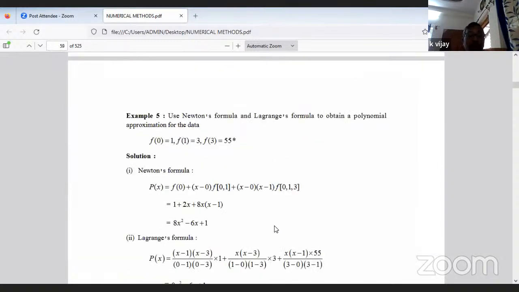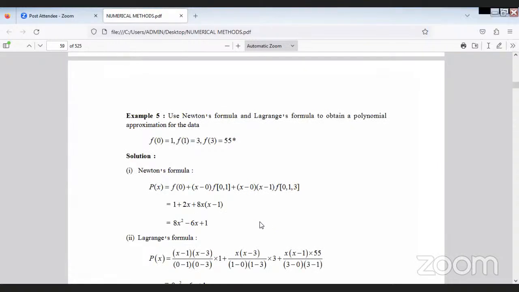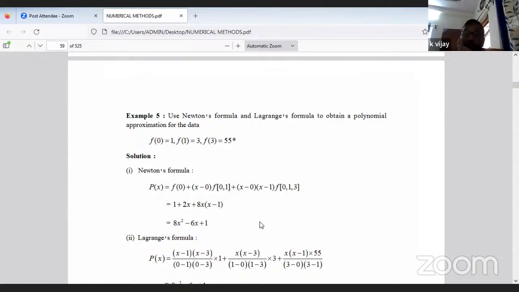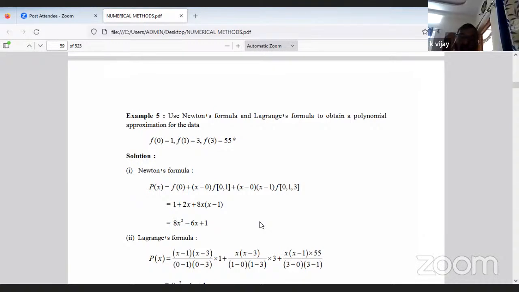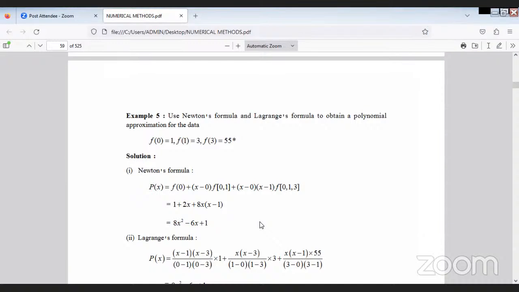Let's see a problem. Use Newton's formula and Lagrange's formula to obtain the polynomial. What is given for f of 0? 1. What is given for f of 1? 3. What is given for f of 3? 55. Let's see.